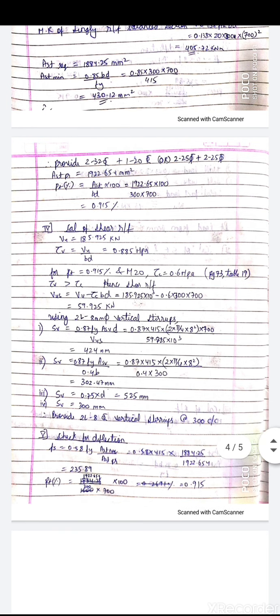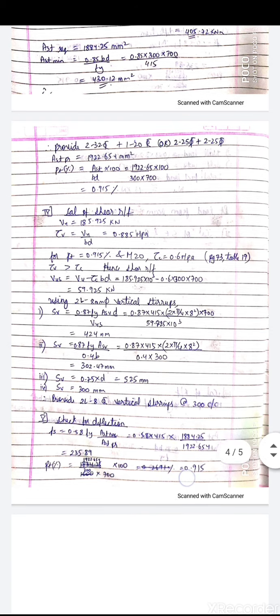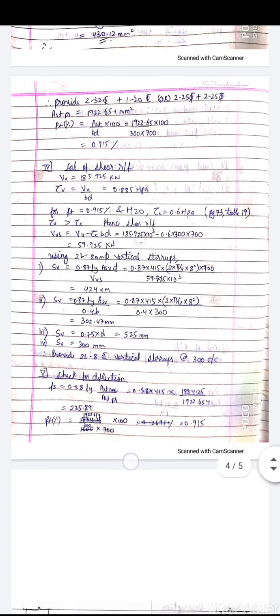The last step is to check for deflection. We have already done this in the previous lecture. Check for deflection, you have to find out Fs, which is nothing but 0.58 Fy into AST required upon AST provided. AST required is 1884 and provided is 1922. So we got this Fs value as 235. Similarly PT we have already found out, that is 0.915.